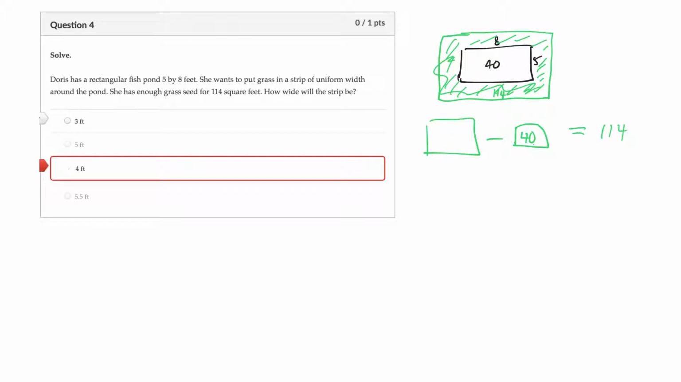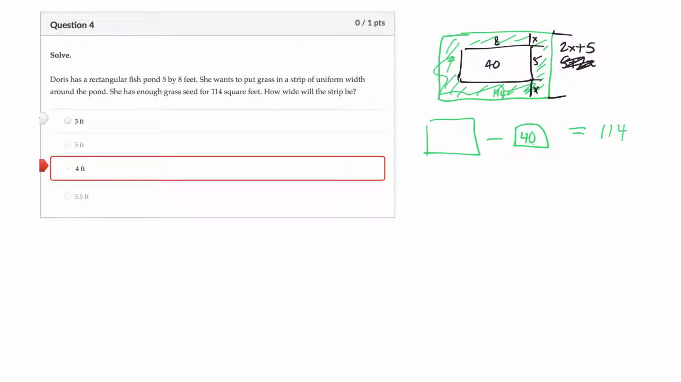I guess it's uniform width, right? So this distance has to be the same as this distance. We don't know what they are. Let's call them both x's. So I guess really the distance from here to here is this 5 plus another 2 x's. Or I guess I could write it as 2x plus 5.